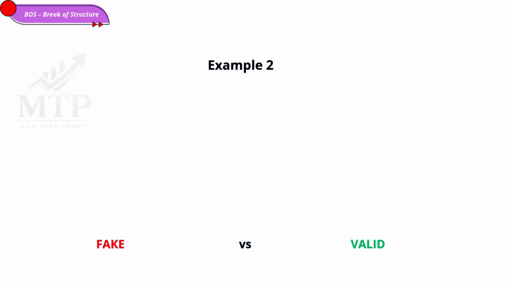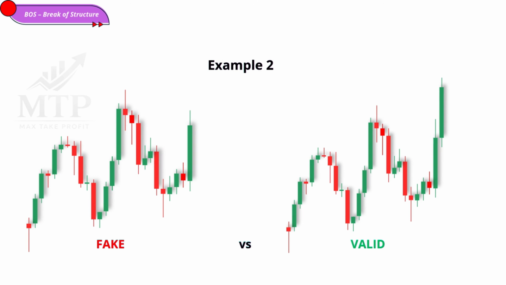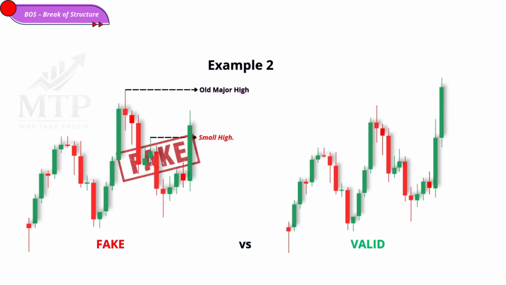Example 2. Fake versus valid. The old major high versus the small high. Second trap, more sneaky. Look at this chart. Price just broke a high. You think, BOS, I'm in. Fake. Look closely. That high that got broken, it's a small recent high, a local high, but it's not the old major high of the trend. The real significant high, the one that structures the entire trend, is further away, higher, and it hasn't been touched.